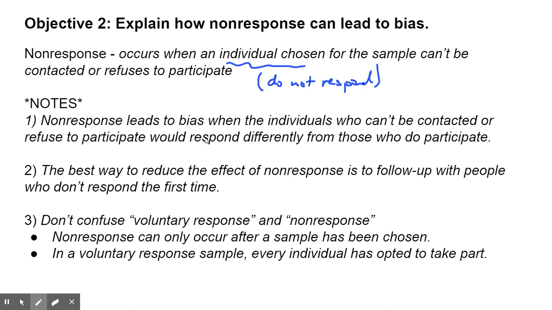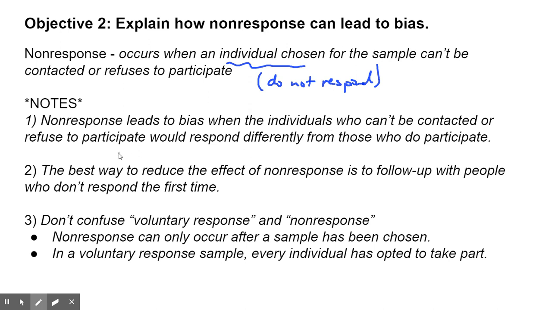So a couple notes here. Number one, non-response leads to bias when those who can't be contacted or refuse to participate have differing opinions than those who do participate, right? So typically, you would hate for them not to be contacted, like the marginalized or the fringe people. You'd hope that they would be included in these surveys. A big thing they talk about is with the census, making sure that everybody gets their census back to the government so that local monies can be distributed properly.